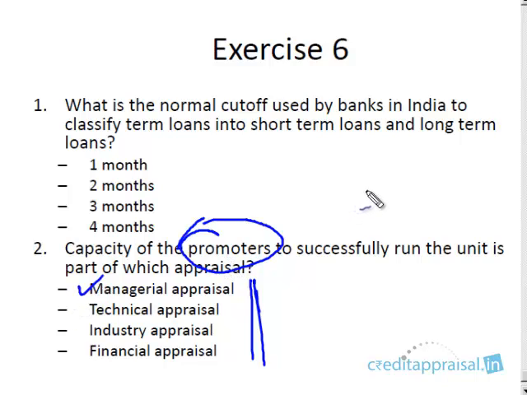If you recall, in managerial appraisal, we'll be discussing the credibility of the promoters, the honesty, what is the market reputation, what is the opinion of the promoters in the market, what is the past experience, how successfully have they run the unit so far, and do they have the capacity to run this unit successfully. So these are all the aspects we discuss in the managerial appraisal. So the answer to the second question is managerial appraisal.